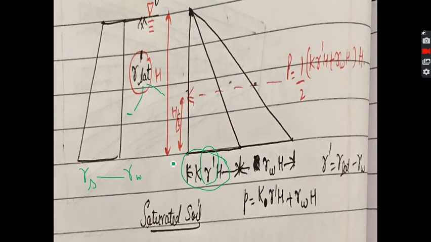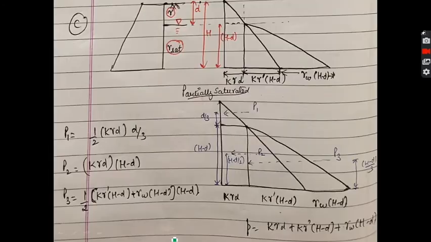So this will be the first triangle. The total earth pressure at the base will be K gamma dash H plus the pore water pressure, that is gamma W into H. Hence we will get this whole triangle. So the total pressure will be K gamma dash H plus gamma W into H, and the total force will be half base into height, that is half into this into the height. This is the second case, which is the saturated soil.